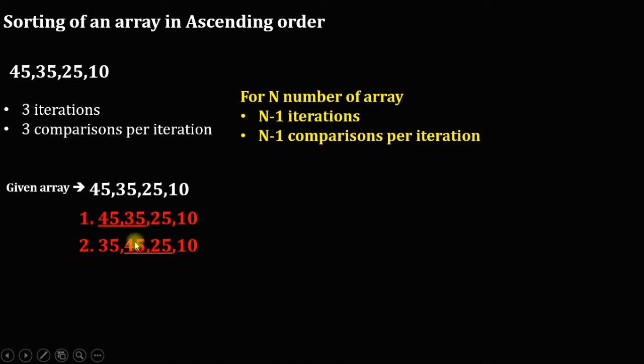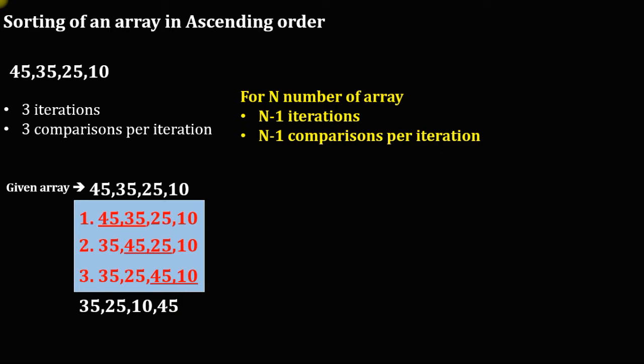Now compare the second and third terms, 45 and 25. This is also not in ascending order format, so do swapping: 35, 25, 45 and 10. Then compare the third and fourth terms, 45 and 10. Do swapping. The result will be 35, 25, 10 and 45. So far we have completed 3 comparisons. This is called the first iteration. As a result we are getting 35, 25, 10 and 45.